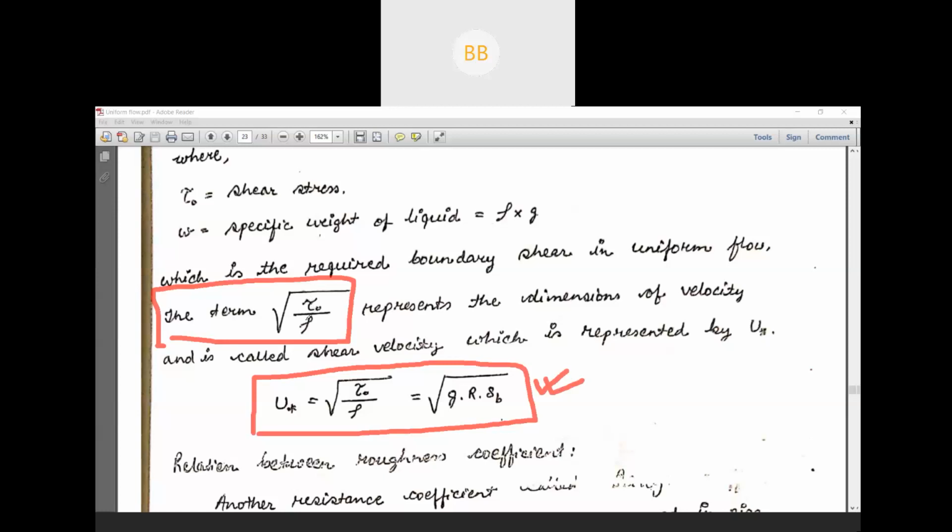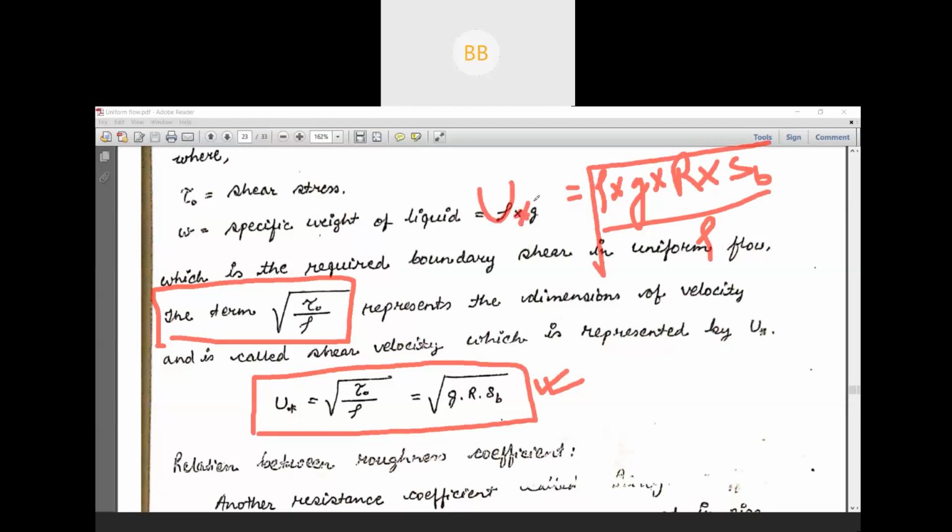So if we take root over shear stress divided by density, it gives you velocity, that is your shear velocity. Here shear stress is your specific weight, that is rho into g, multiplied by R, the hydraulic radius, multiplied by Sb, and then divided by density, root over. This is u star, the shear velocity. The density will cancel out, so it will be left with acceleration due to gravity multiplied by R multiplied by Sb. This is your u star. So this is the expression.